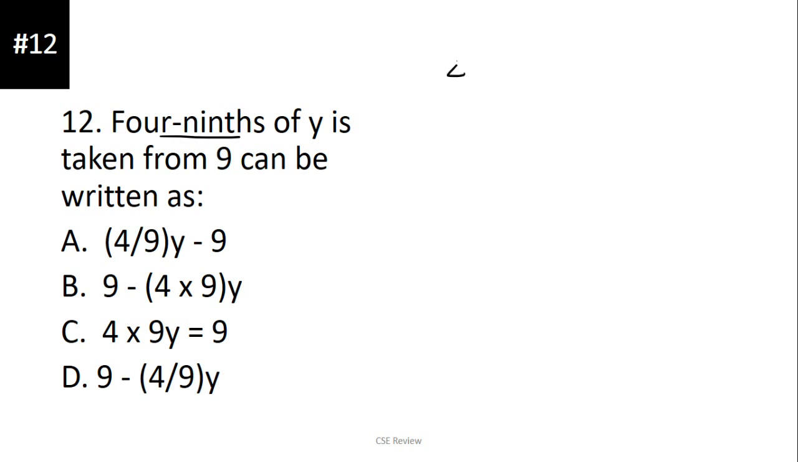is 4 over 9. Ang of means multiplication. So, yung 4 over 9, multiply mo daw sa y, is taken from. Ang taken from is subtraction. So, pero, dahil taken from siya, hindi siya minus or decreased by, baliktad yun. So, minus, and then this is 9. So, 9 minus 4 over 9y ang hinahanap natin.